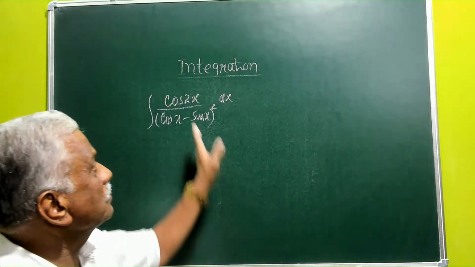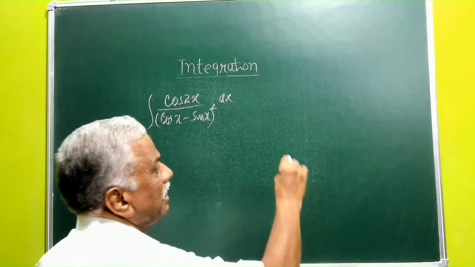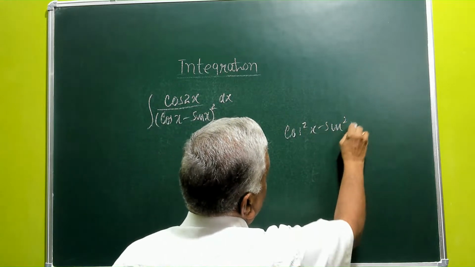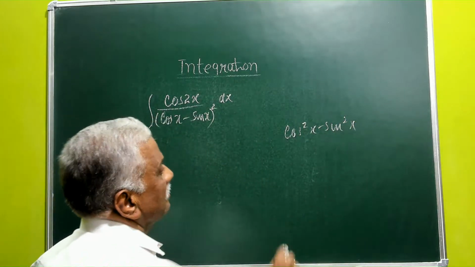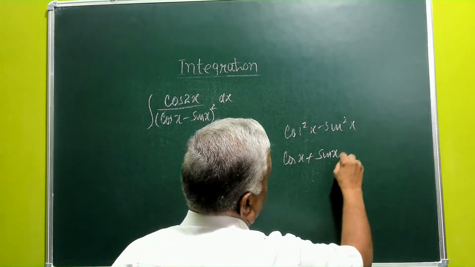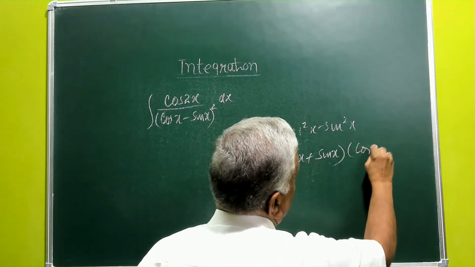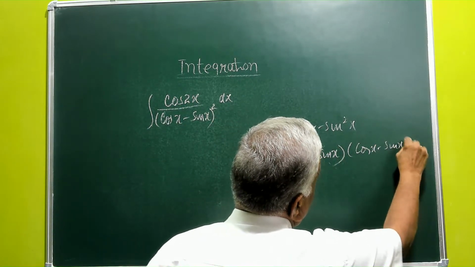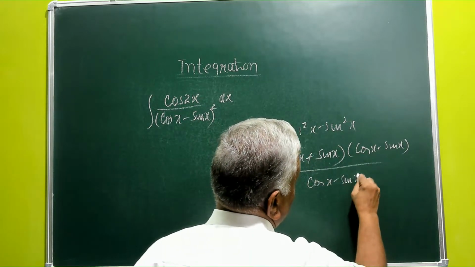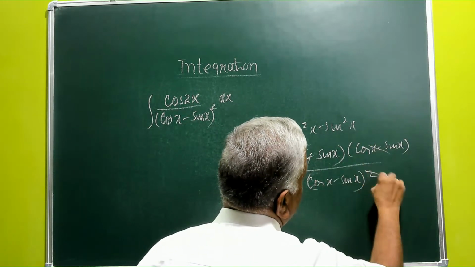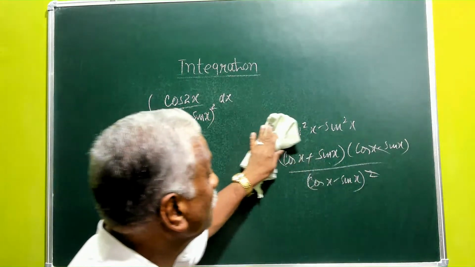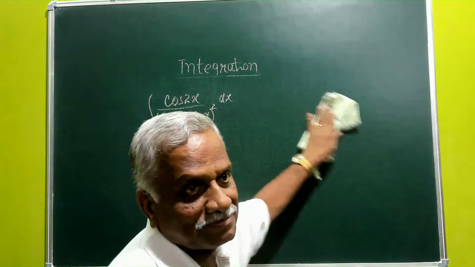See, normally some students will think cos 2x is there. Immediately, why not write it as cos square x minus sin square x? Okay, write it. Then what do you get? Cos x plus sin x over cos x minus sin x. Denominator has got cos x minus sin x whole square. One will cancel. Again, you get this. So it is not possible. Again, you have to work it out. That is not the method.